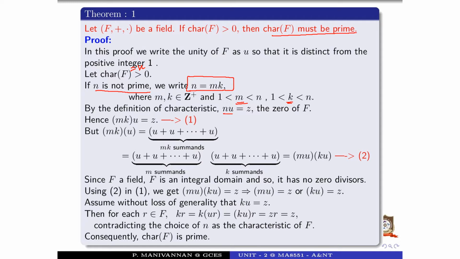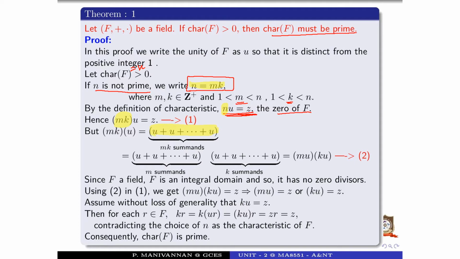Therefore, n times u equals z. Here, z is the zero of F. Replace n by mk. So here replace n by mk. Then mk times u equals 0. But we know that mk times u, what is the meaning? It is mk times u, and u is the identity element.